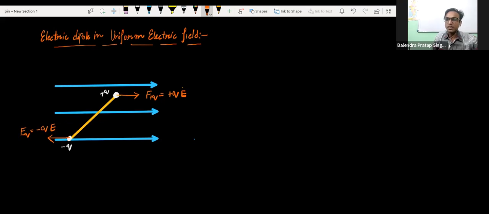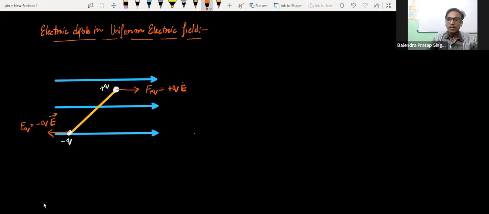So these two forces have equal strength, but they are opposite in nature, plus QE or minus QE. So here you can see that these two forces form a couple of forces. So here you can find the net force on a dipole.